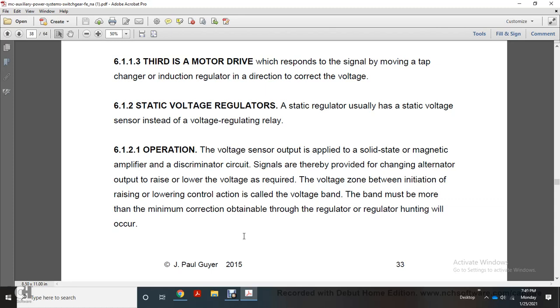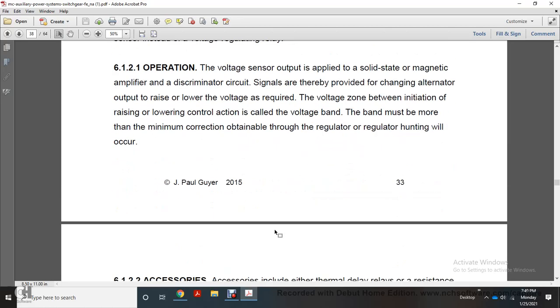Operation: the voltage sensor output is applied to a solid state or magnetic amplifier discriminator circuit, and the signal thereby provides the changing alternator output to raise and lower the voltage as required. The voltage zone between initiation of raising and lowering control action is called the voltage band. The band must be more than the minimum correction obtainable through the regulator, or hunting will occur.